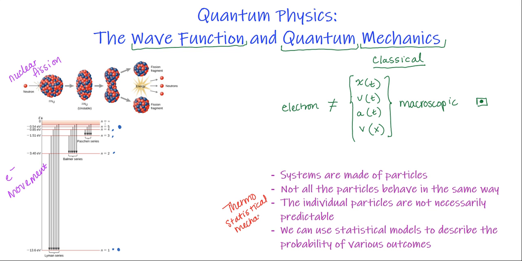And what we were looking at with statistical mechanics was the idea that systems are made of particles. So not everything is just macroscopic and behaves as a whole big box. Not all particles that make up the system behave the same way, and so the individual particles are not necessarily predictable. In fact, they aren't predictable. But we can use statistical models to describe the probability of various outcomes. In other words, we can make predictions about what's going to happen from a probabilistic standpoint.